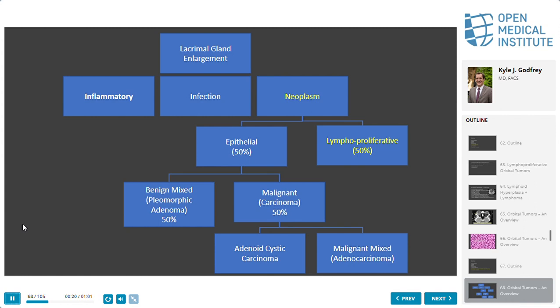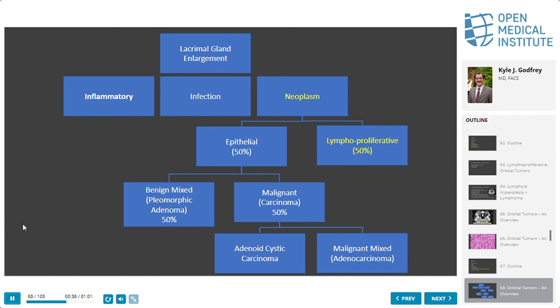Infection is probably much less common than inflammation, but does happen. But here we're focusing on these neoplastic lesions. Within those neoplastic lesions, they basically break down half and half into lymphoproliferative lesions, which we just discussed, and then epithelial lesions, which we'll talk more about here.